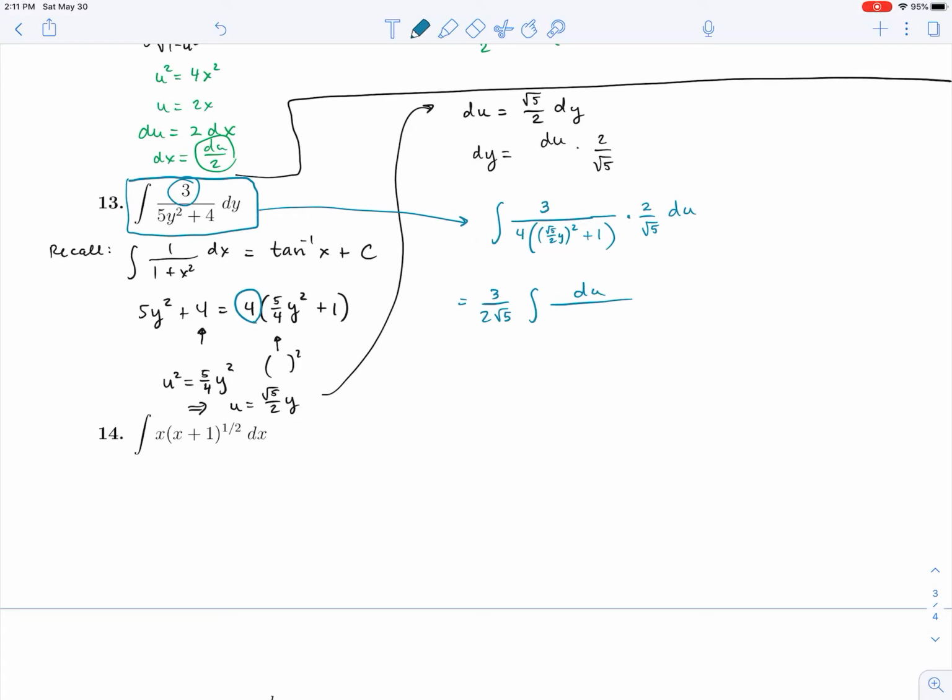Times the integral of du over root 5 over 2y squared plus 1. Whoops, I already wrote du. Okay, and so therefore we get 3 over 2 root 5 times inverse tan of root 5 over 2y plus c. And there's our answer.